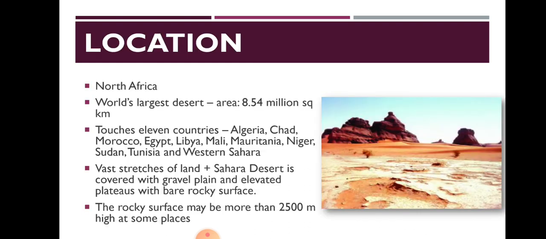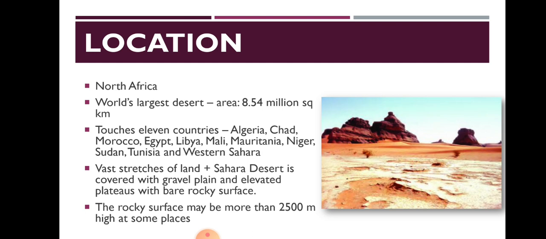First, we'll be discussing the hot desert, Sahara. Sahara Desert is located in North Africa. It is the world's largest desert that covers an area of 8.54 million square kilometers. It touches 11 countries of Africa, namely Algeria, Chad, Morocco, Egypt, Libya, Mali, Mauritania, Niger, Sudan, Tunisia, and Western Sahara.